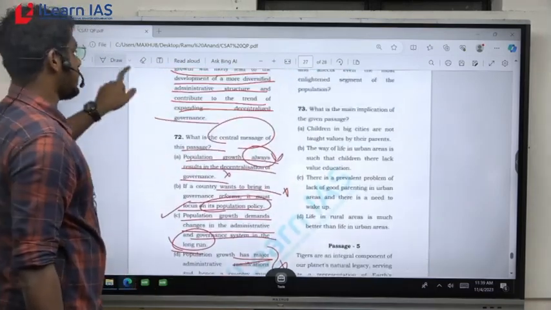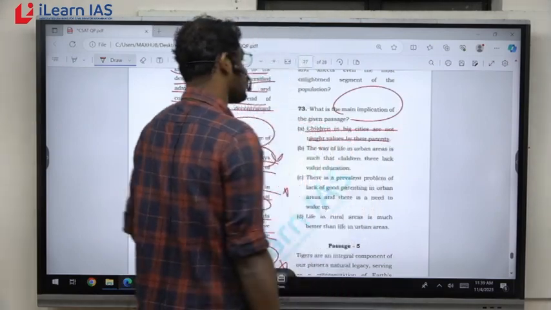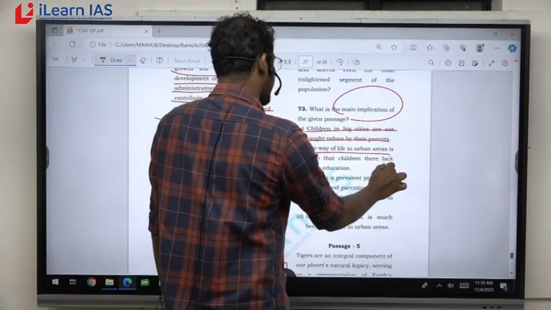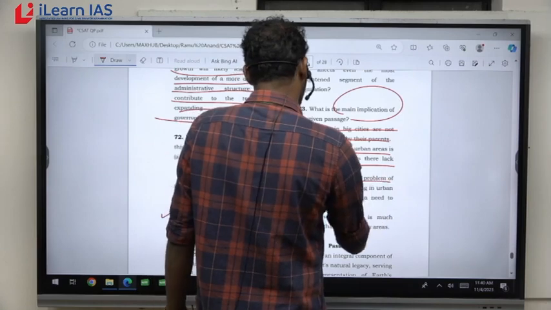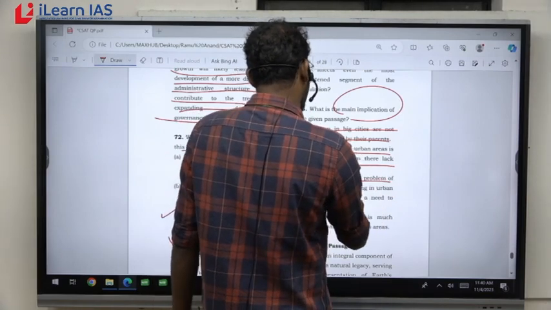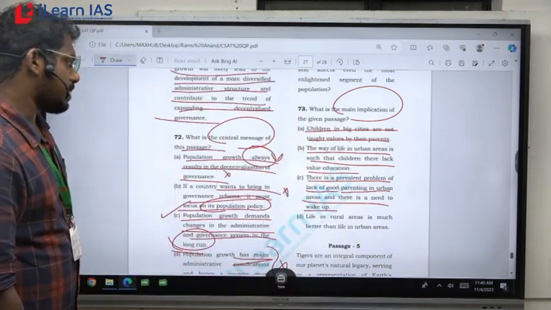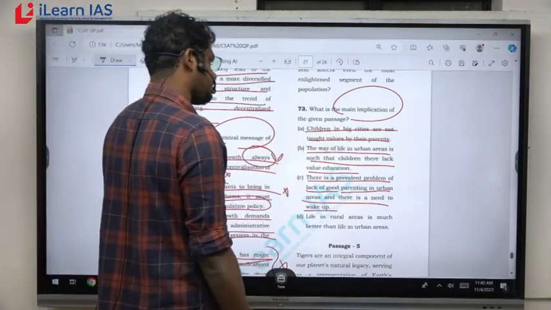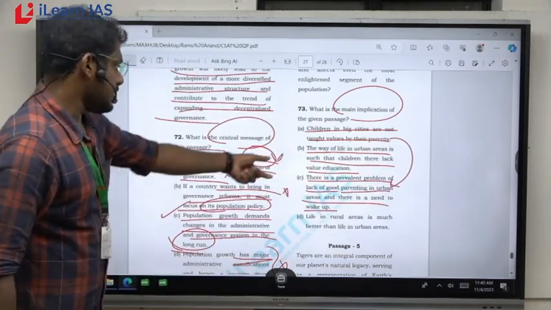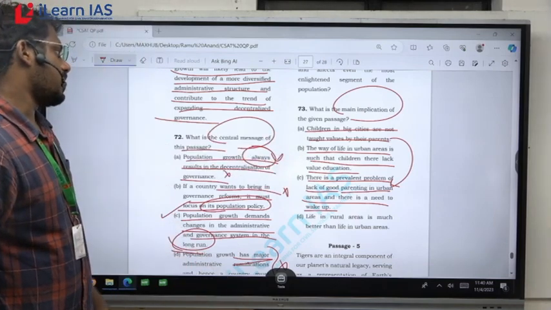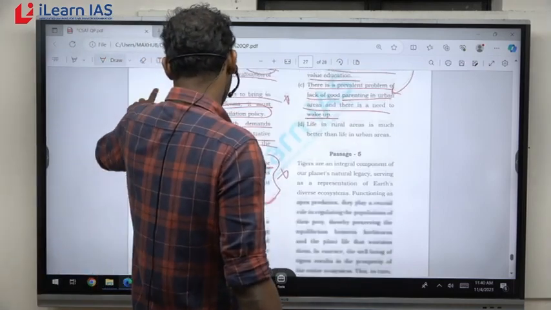Next, question number 73. What is the main implication of the passage? Children in big cities are not taught values by the parents. The way of life in urban areas is such that children there lack value education. There is a prevalent problem of lack of good parenting in urban areas, and there is a need to wake up. Life in rural areas is much better than life in urban areas. Actually, these statements are both incorrect, both connected. But option C is an expansion of option A. Anyway, let's have a look at the passage.